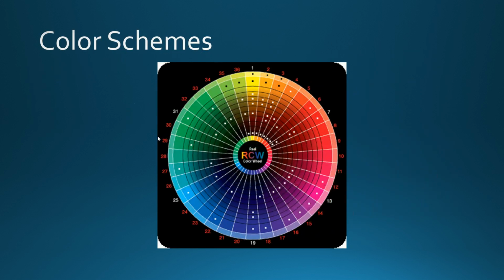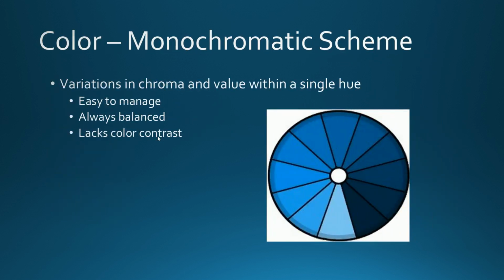Now this one I think is really useful, and it's just different color schemes, and I really like to use this. What it is, you pick a nice color that you want, like a bluish color in this instance. Then in this monochromatic scheme, which is a scheme for how you want your entire application to work, all you're going to do is give basically different variations, changing the chroma and value within a single hue.